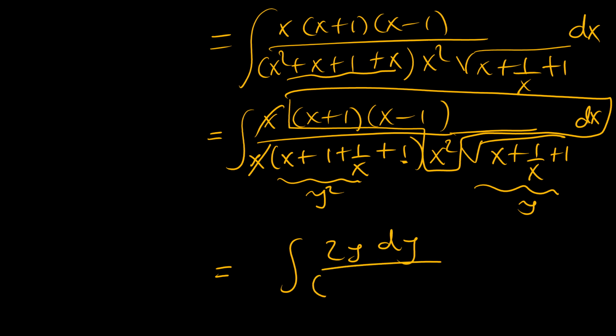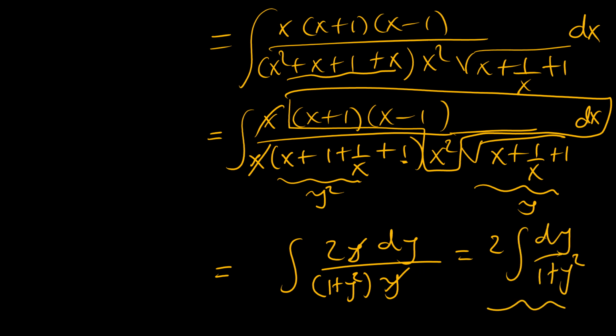So we have the integral of 2y over 1 plus y squared times y, and that cancels, so we have the integral of 2 dy over 1 plus y squared. So that's interesting. We're getting there. So the integral has become the integral of 1 over 1 plus y squared.